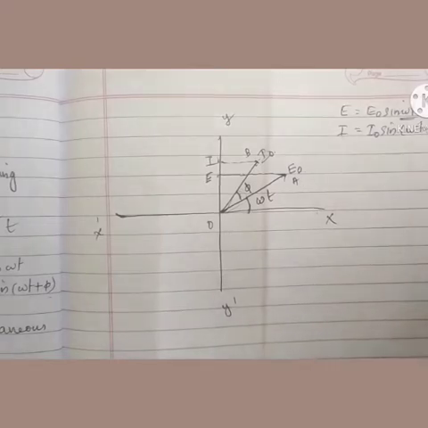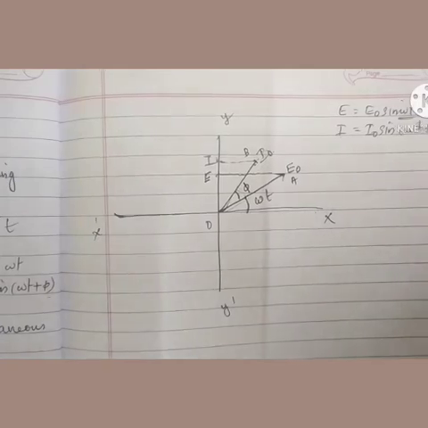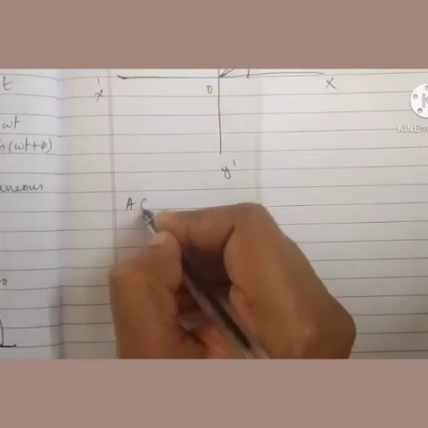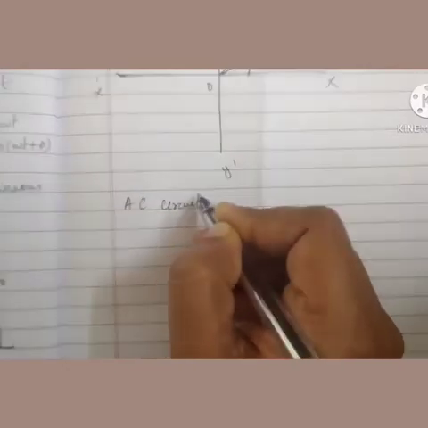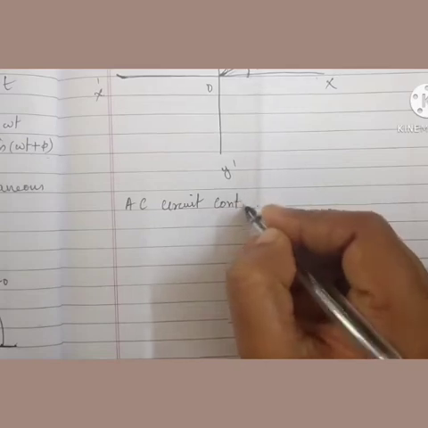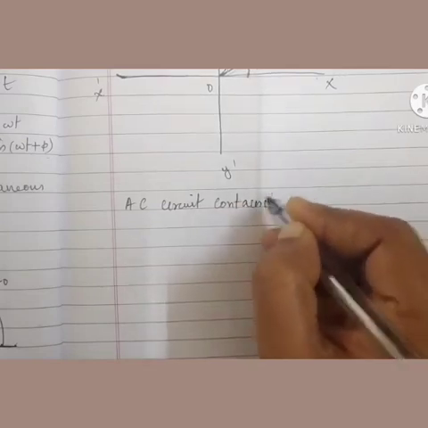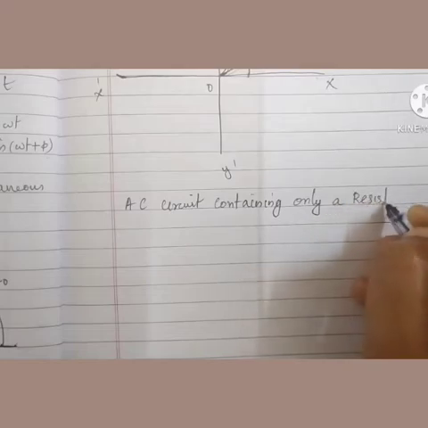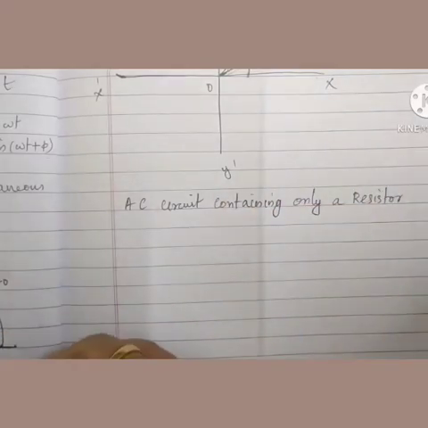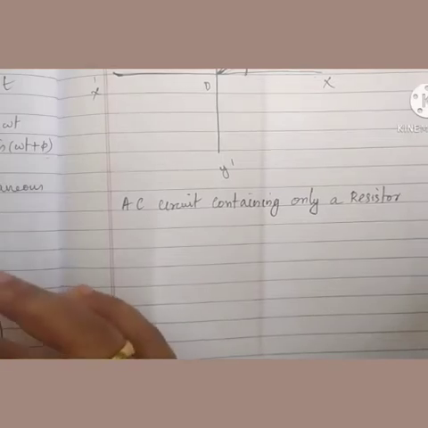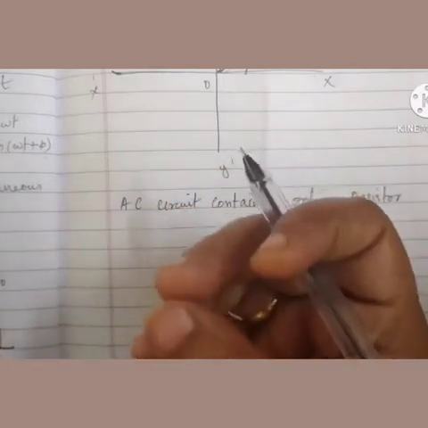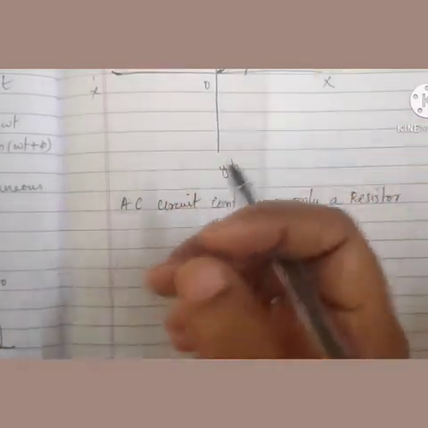Clear? So now let's move to each circuit, and the first circuit is, listen, an AC circuit containing only a resistor. AC circuit containing resistor only. So you can study this in the form of 4 or 5 steps. That will be easy for you.